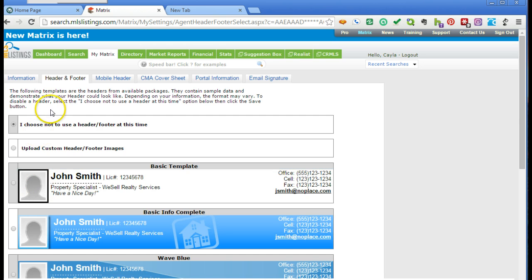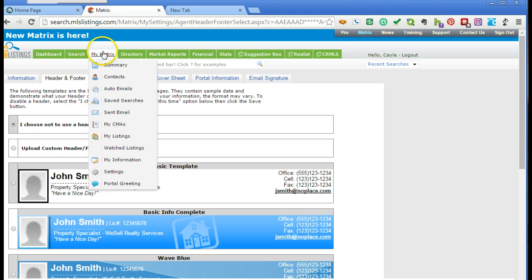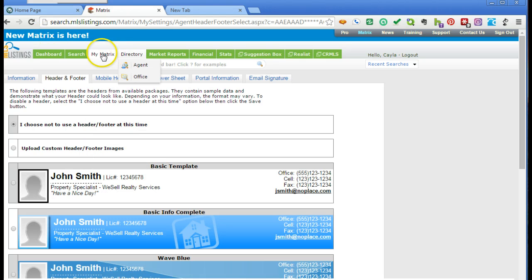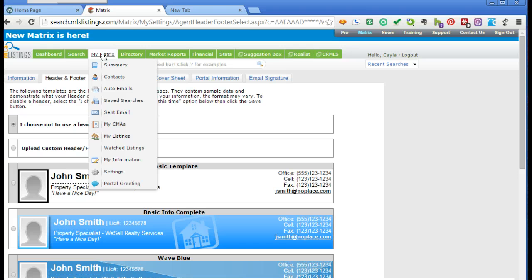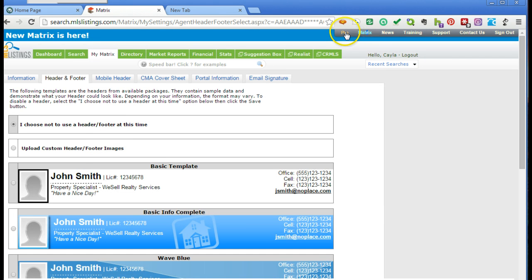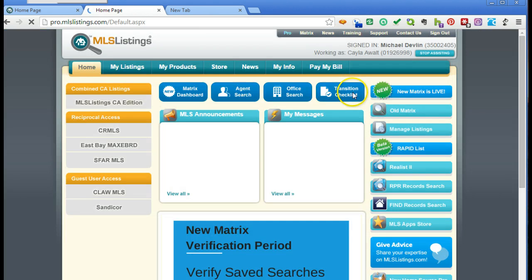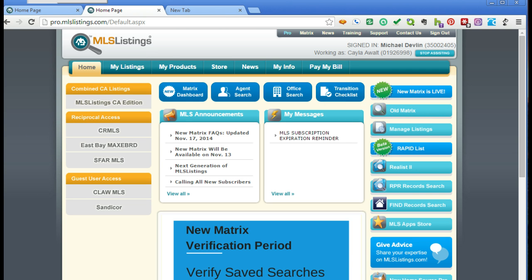Yes? Where does it say My Matrix? If you logged into the MLS, then My Matrix is a button across the top. It doesn't matter if it's a new system or the old system. Have you logged in? Well, are you logged into the new Matrix? So is this what you're looking at? This is what you're looking at? You have to click on the new Matrix or the old Matrix.